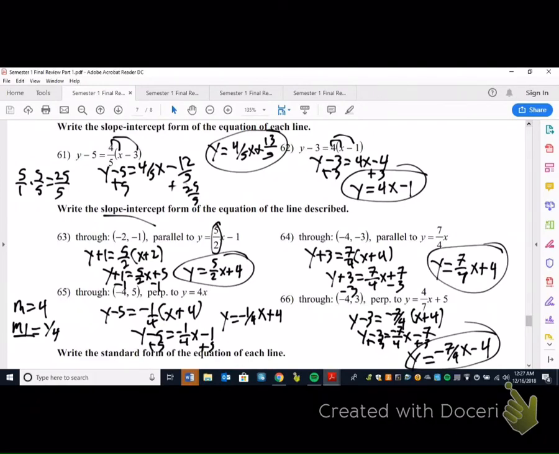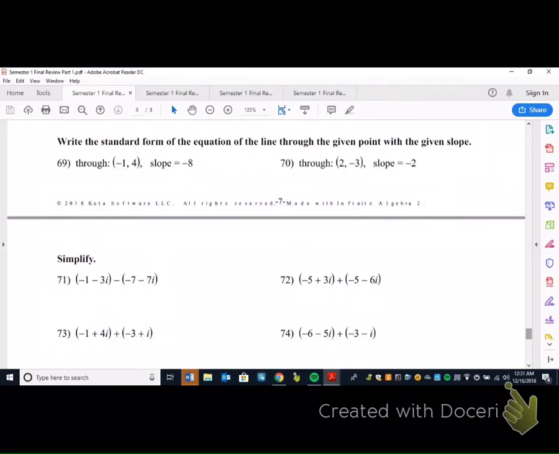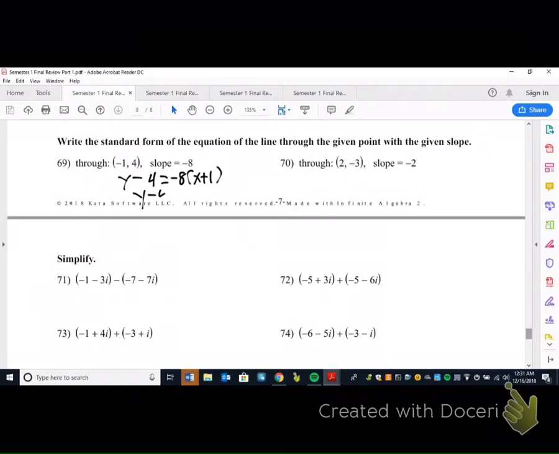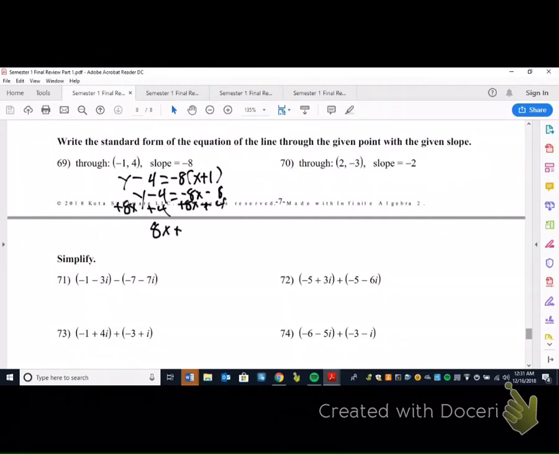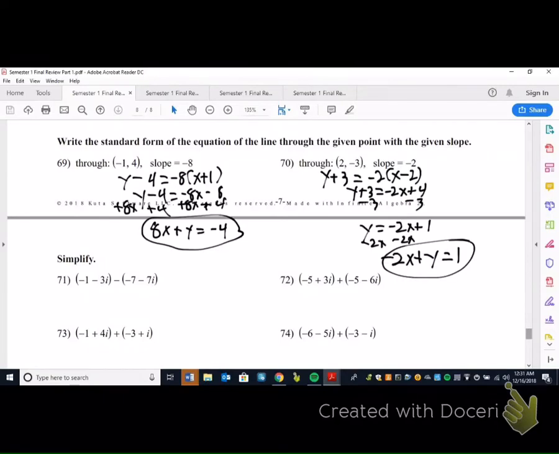Now for 67, we're writing the standard form. So what we need is ax plus by equals c. So when we put into point slope, we get that. We're going to then get our variables on one side of the equation and the constant on the other. Like so.